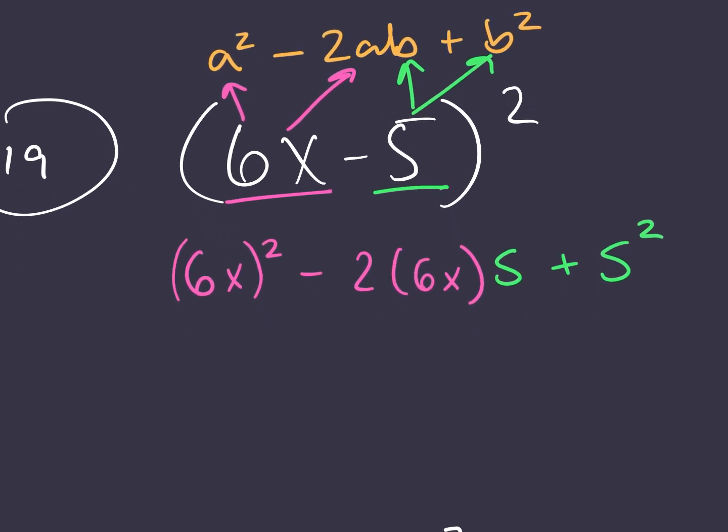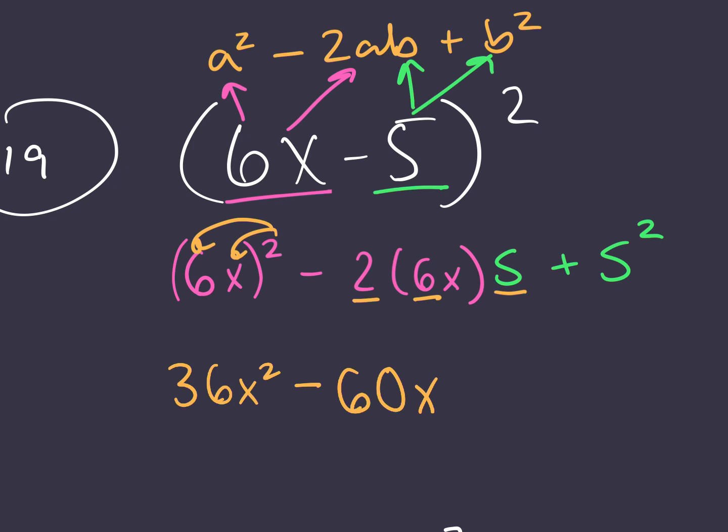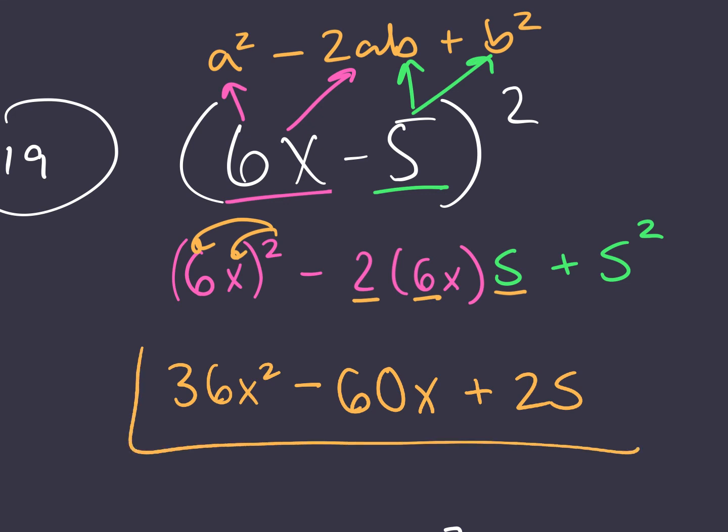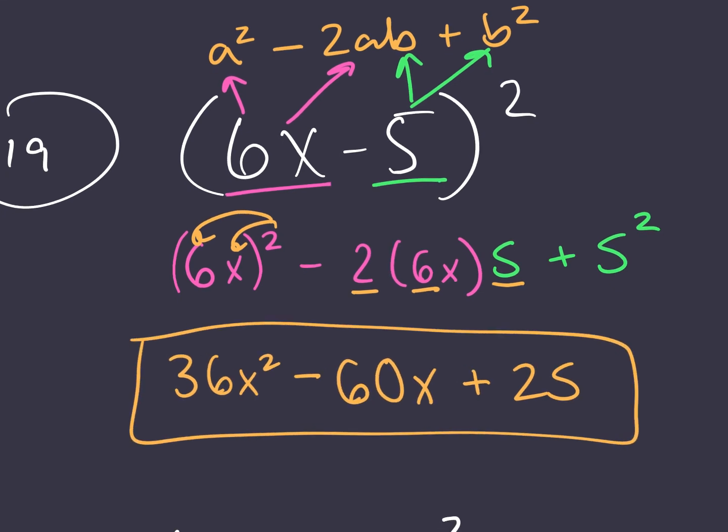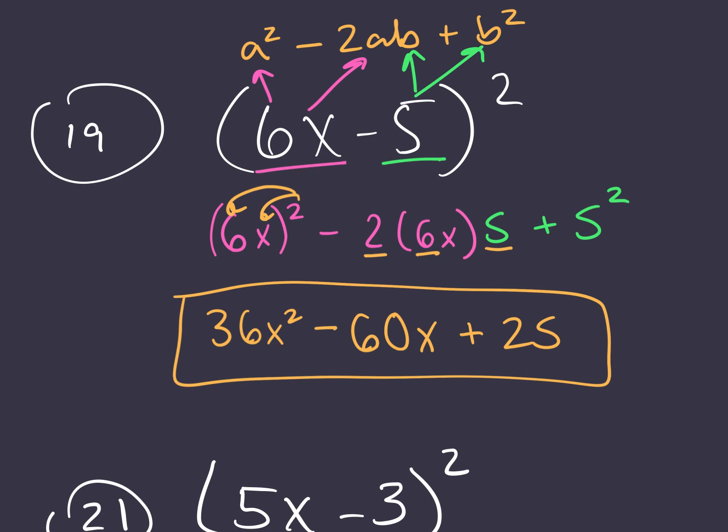So what is 6x squared? 36x squared, because we square the 6, square the x. What is 2 times 6x times 5? We can multiply the 2 and the 5 together. What's 2 times 5? 10, and 10 times 6? So 60x. And then 5 squared? 25. So our answer is 36x squared minus 60x plus 25.